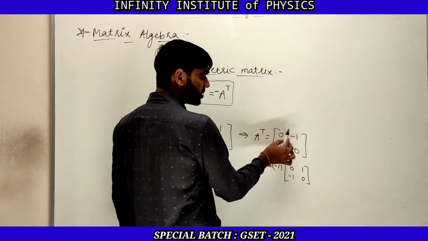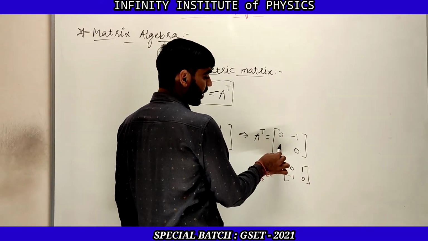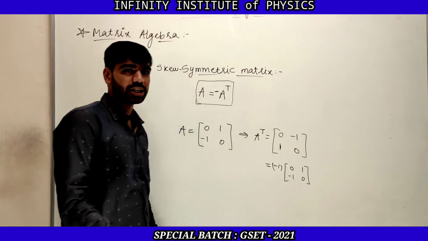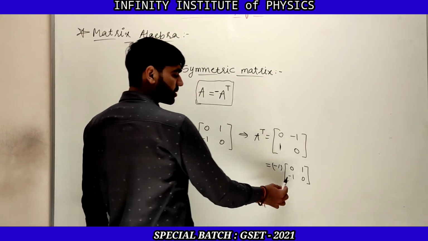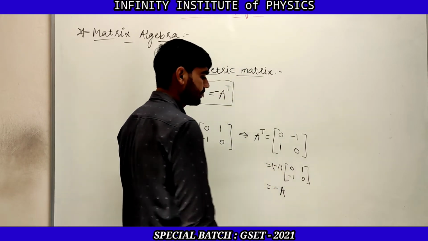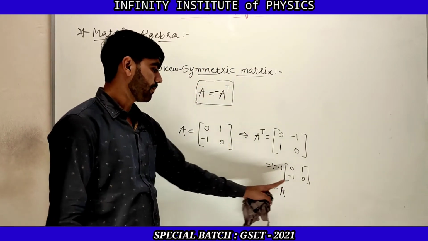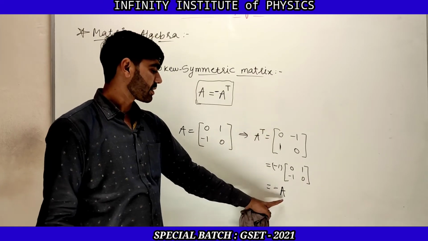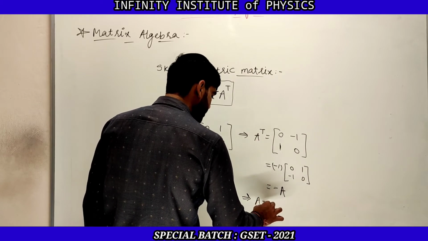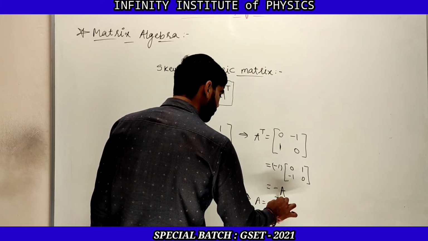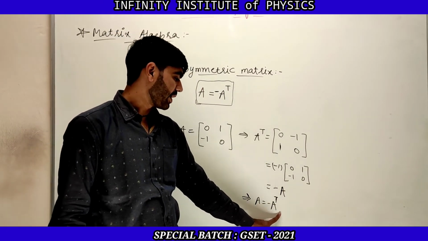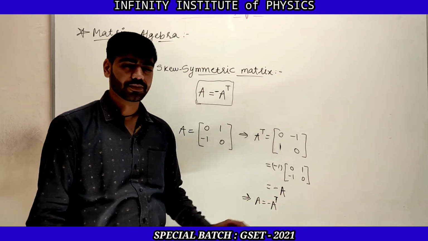Minus 1 common, so there is only 1, and minus 1 we are taking common, so here we need to multiply it by minus 1, or we need to divide it by minus 1, so it is minus 1. But this is nothing but the matrix A itself. This is the matrix A. So A transpose is equal to minus A, or you can write that A is equal to minus A transpose by multiplying by minus 1 on both the sides. A is equal to minus A transpose.